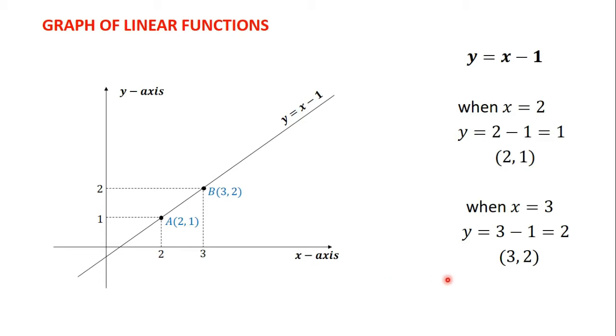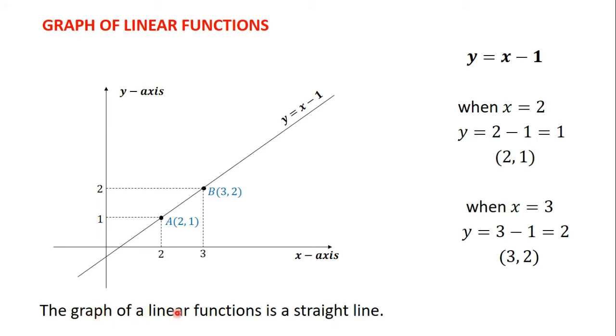When we assume another value for x and substitute it into this equation to get the corresponding value for y and plot it on this graph sheet, we will see that that point will fall on the straight line. So in actual sense, you will need only 2 points to draw the graph of this linear function, because if we find more points with this equation and plot them on this graph sheet, we will see that they will all be on the straight line. As we can see here, the graph of a linear function is a straight line. So when you draw the graph of a linear function, you are going to have a straight line.